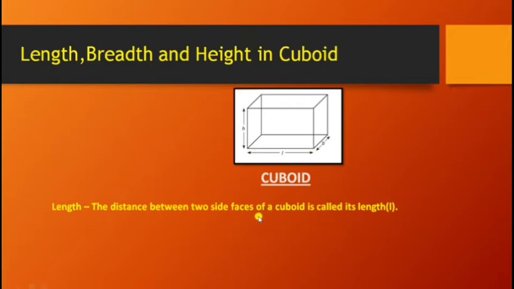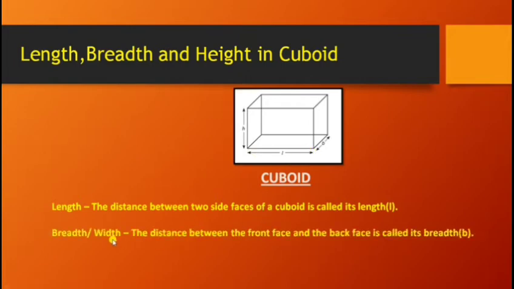Next term is breadth. Another word for breadth is width. Breadth and width are the same. The distance between the front face and the back face is called its breadth. Make a view on the front face. See here, we have the front face as this one, and the back one is here. The front and the back have a gap. This gap is considered as width or breadth. Breadth is always defined by B. So here it is breadth.